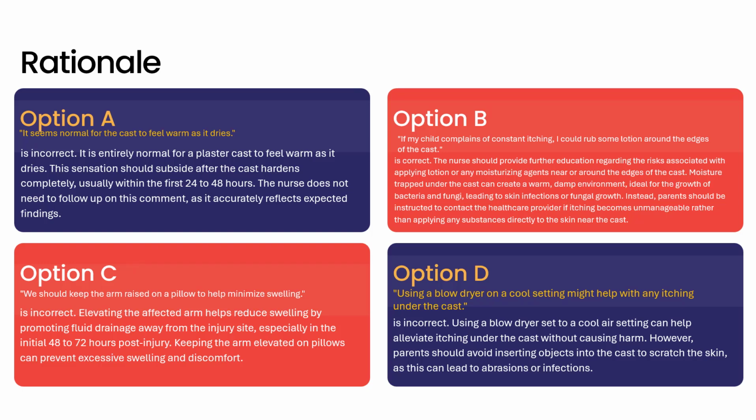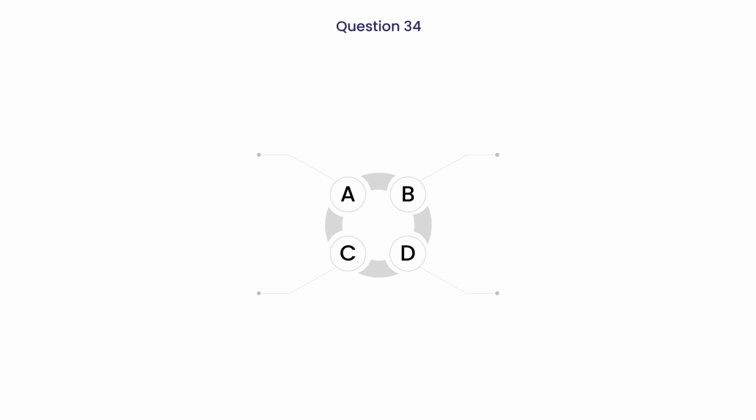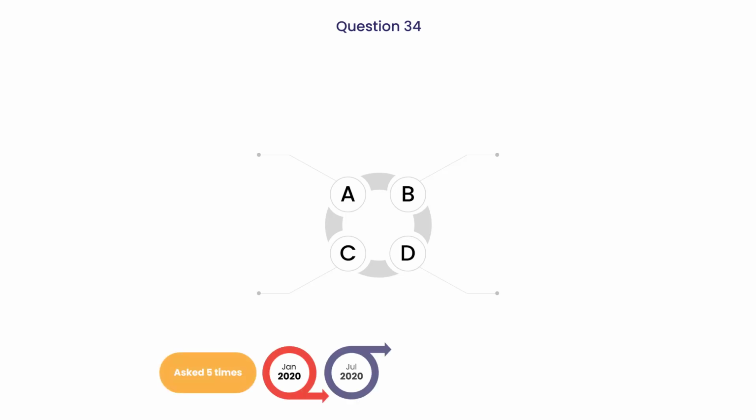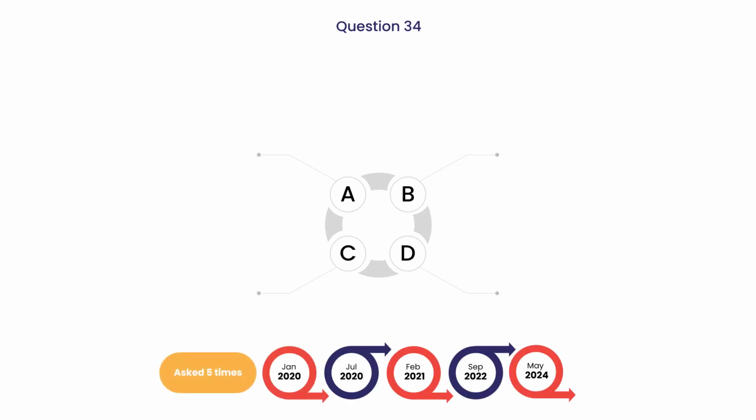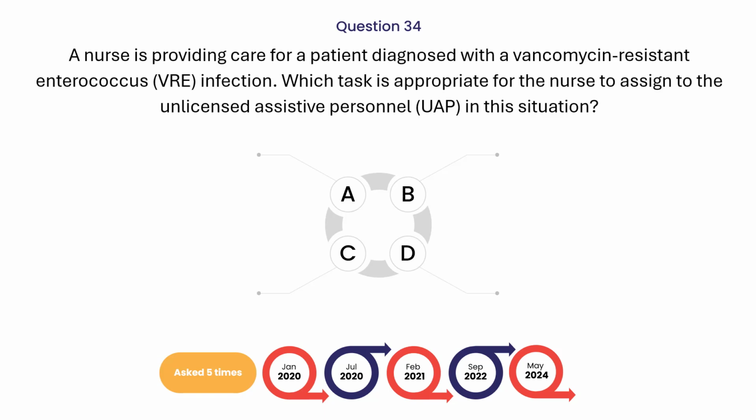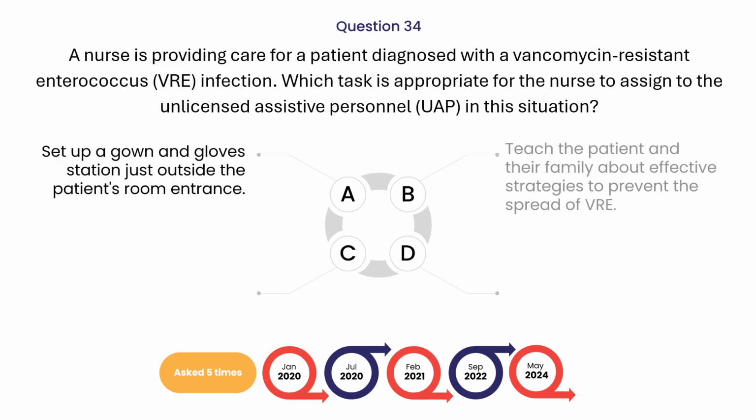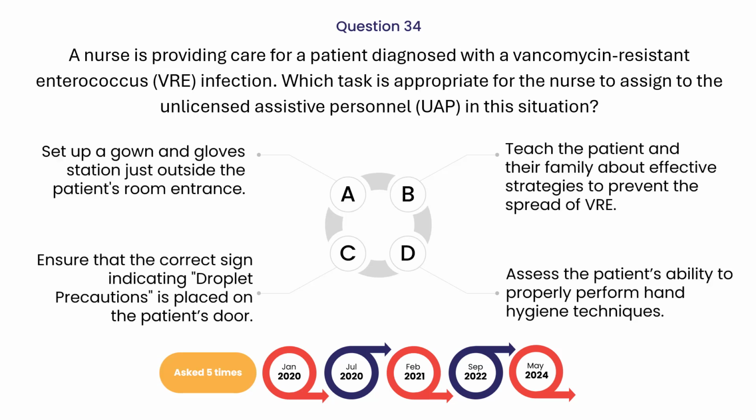This vancomycin-resistant enterococcus infection control question has been asked 5 times in the last 5 years and is critical for understanding delegation in infection control. A nurse is providing care for a patient diagnosed with a vancomycin-resistant enterococcus infection. Which task is appropriate for the nurse to assign to the unlicensed assistive personnel in this situation?